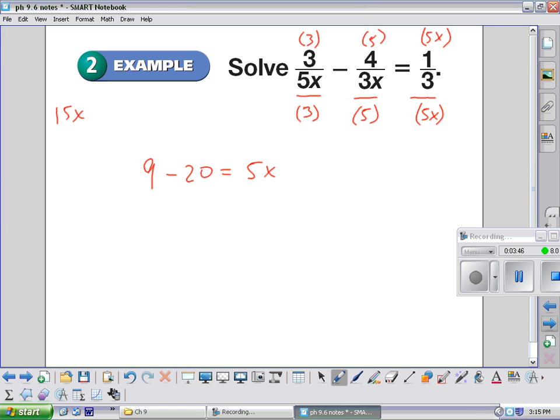My denominator is in effect gone. These are all 15x, so it has no bearing on my solution for x. Okay? So now I've got an easy algebra 1 problem. 5x equals minus 11. x equals minus 11 over 5.